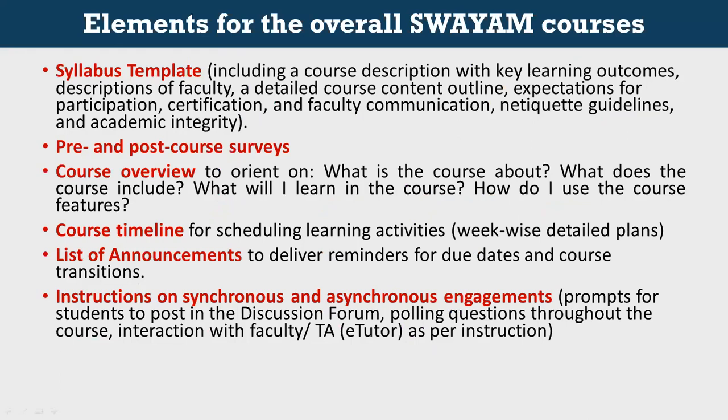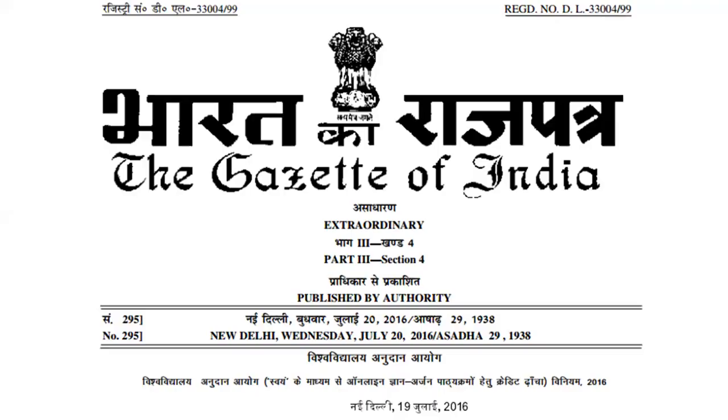These are all the elements: the syllabus template, the pre-course survey they'll conduct. Then also making the course overview, course timeline, also the list of announcements. They're taking when the course will start, when the courses will end. Then also in between, what are the other procedures for the various assignment dates. These are all the list of announcements. Then also instruction on synchronous and asynchronous engagement. These are some of the templates already there under the Swayam courses.